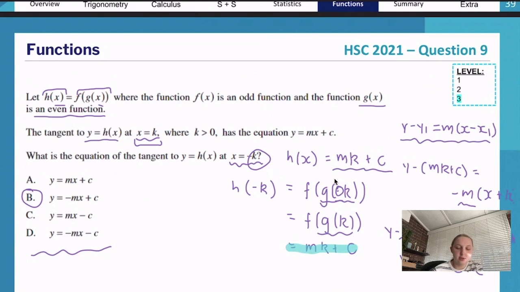Okay, and so we just got to remember the tricky part is remembering that this is going to be negative. We've got to have a negative gradient because our f of x here, even though g of x is even, f of x is odd. Okay, so we've got to remember that to make sure we include this.